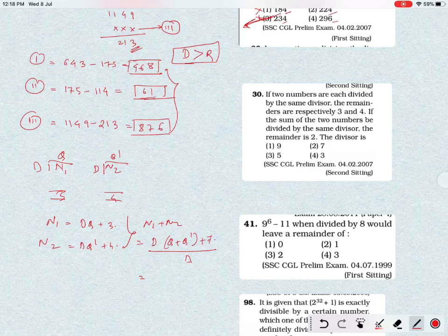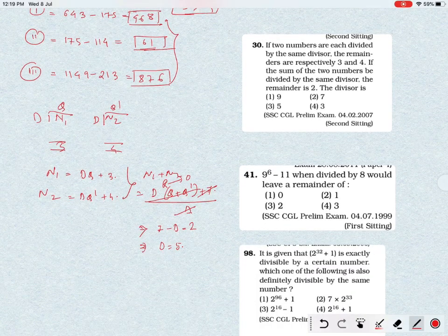So if this is divisible by this, then the remainder will be 0. So here the remainder will come from 7 minus d, and 7 minus d is equal to 2. It is given. Therefore, the divisor will be 5.